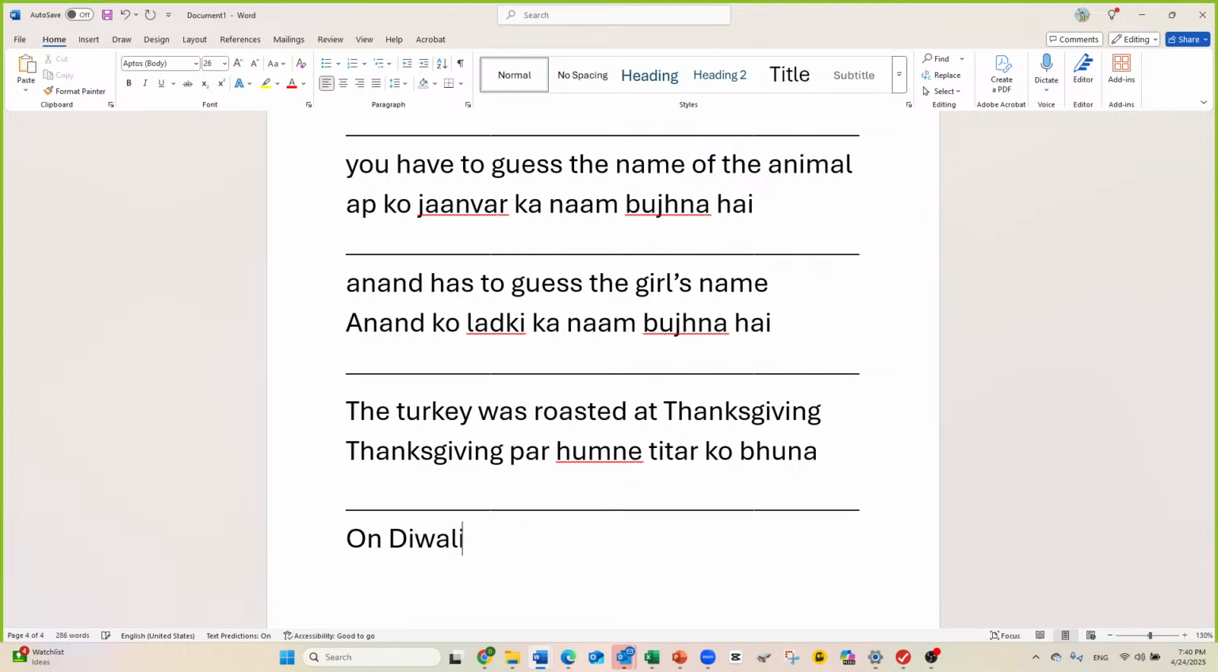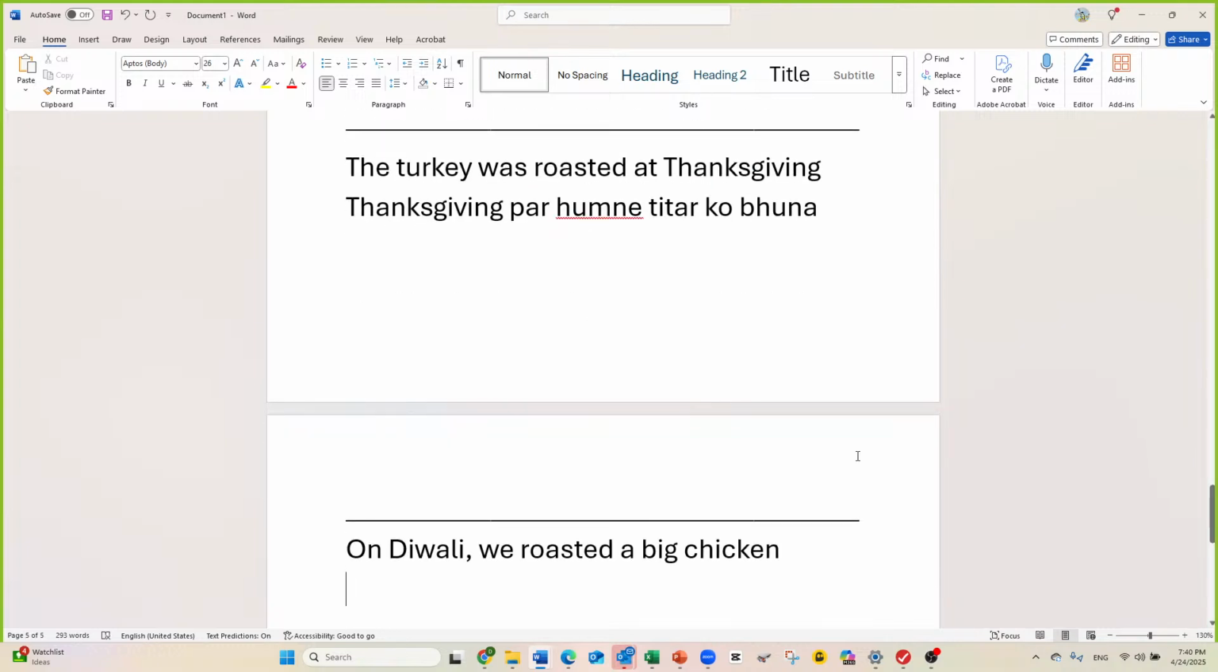On Diwali we roasted a big chicken? So basically the big chicken was roasted on Diwali. Yes. Okay. "दिवाली पर हमने, not chicken, big chicken को भूना." Very good. Big chicken को भूना.